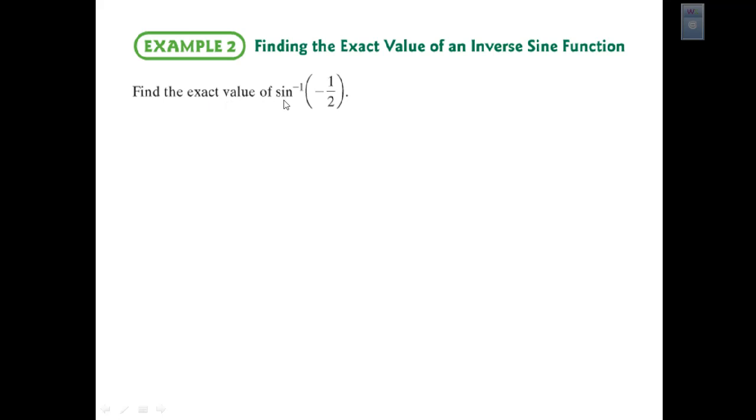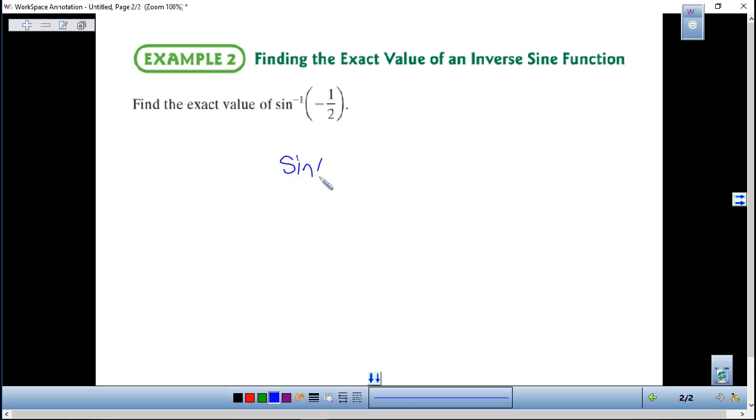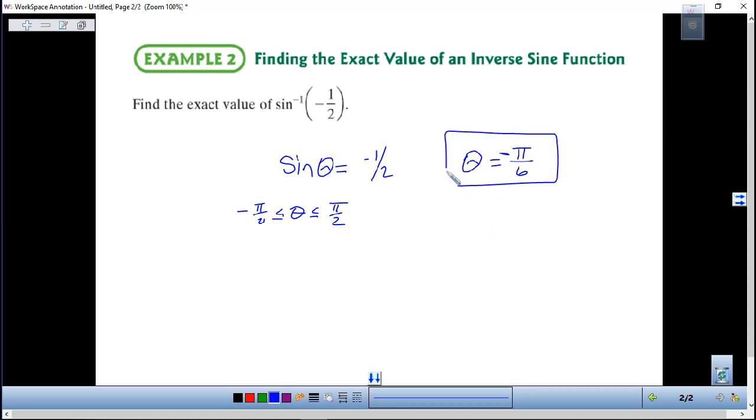If we find the exact value of the inverse sine of negative 1/2, once again, we're thinking: sine of what angle is going to give me a sine value of negative 1/2, where that theta is between negative pi over 2 and pi over 2? Since it's negative, it's going to be in quadrant 4. In other words, it's going to be between negative pi over 2 and 0. And what angle would give me a sine value of 1/2? Well, that's pi over 6. So I know pi over 6 gives me a sine value of 1/2, and going to a negative angle, that would be negative pi over 6. And that's going to be my answer.